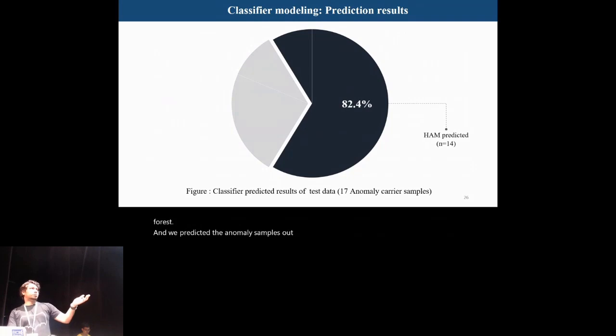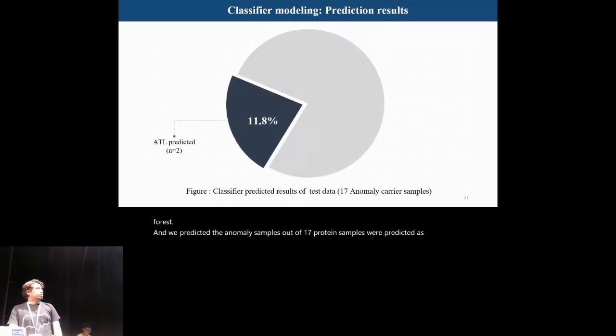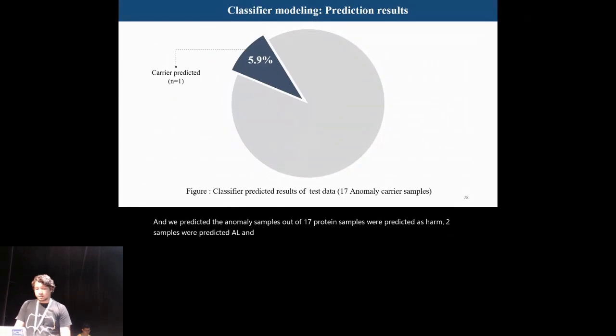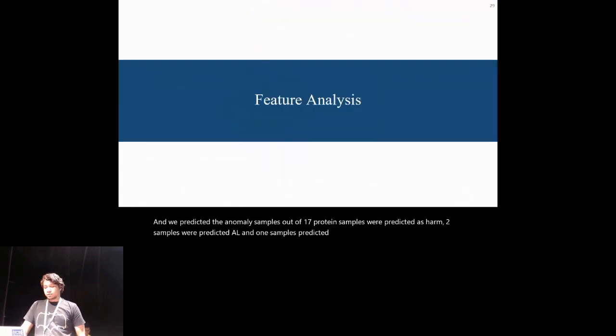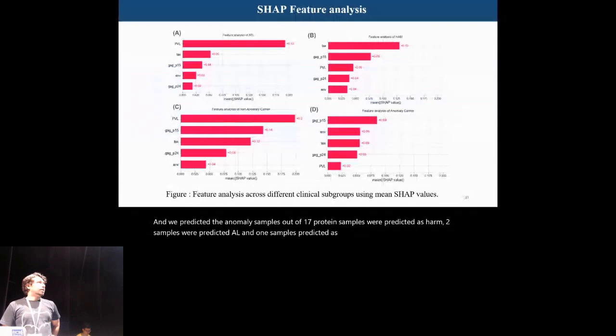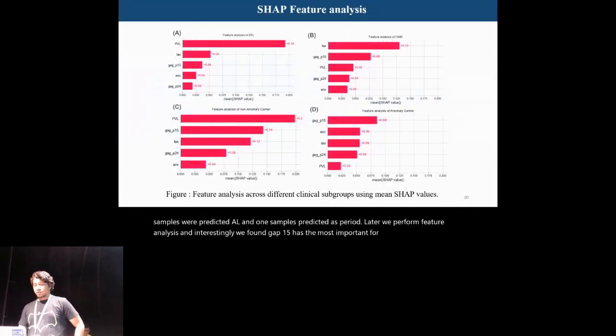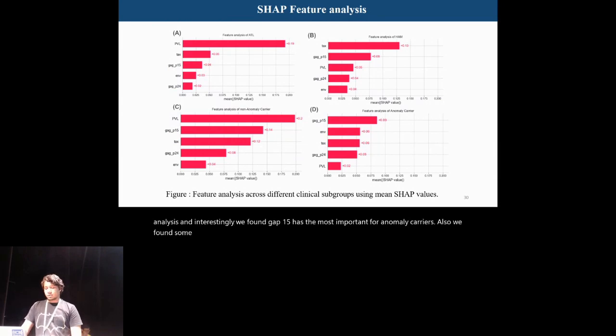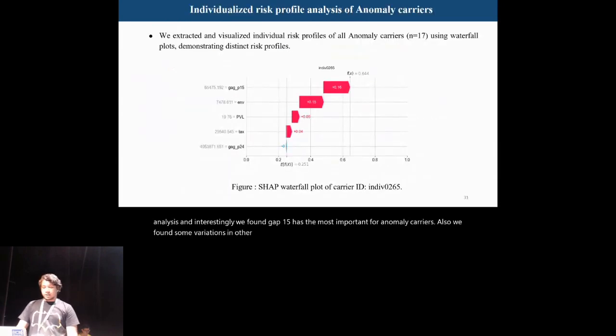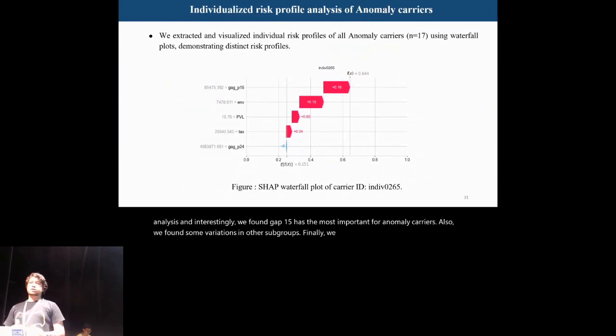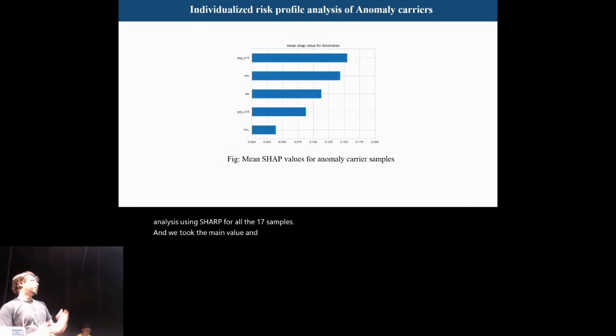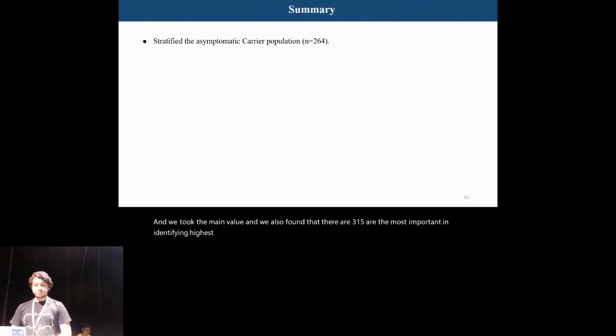Out of 17, 14 samples were predicted as harm, 2 samples were predicted as ATL, and 1 sample was predicted as carrier. Later, we performed feature analysis, and interestingly, we found GACP 15 as the most important for anomaly carriers. Also, we found some variations in other subgroups. Finally, we performed individualized profile analysis using SHAP for all 17 samples, and we took the mean value, and we also found that GACP 15 was the most important in identifying high-risk carriers.